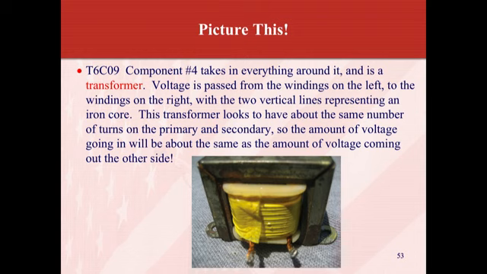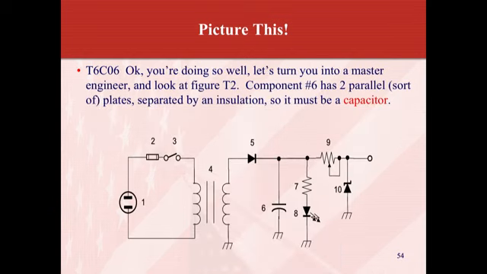Component number 4 takes in everything around it and is a transformer. Voltage is passed from the windings on the left to the windings on the right, with the 2 vertical lines representing an iron core. This transformer looks to have about the same number of turns on the primary and secondary, so the amount of voltage going in will be about the same as the amount of voltage coming out the other side. So that's a transformer, what it physically looks like in the real world.